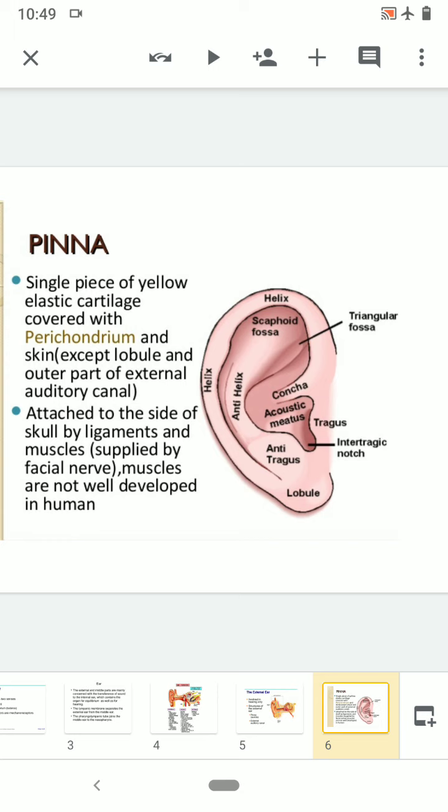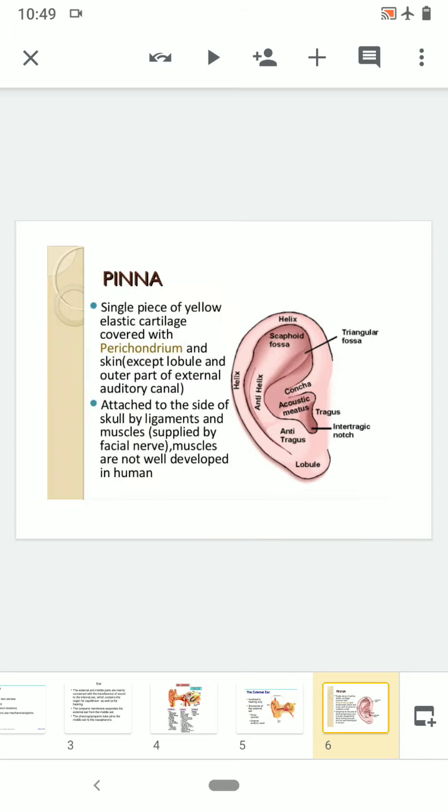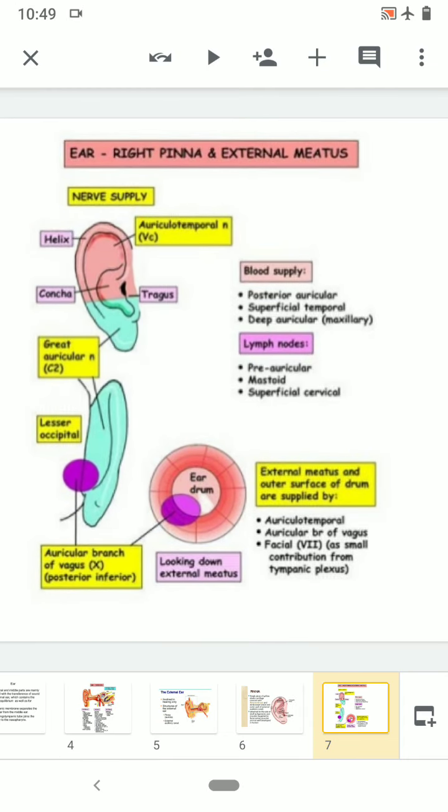And how is this pinna attached to the head? It is attached by ligaments and muscles. The pinna is not movable in humans, so the muscles are not well developed. Okay, so now coming to the nerve supply and blood supply of the pinna. You have the lateral surface of the pinna and the medial surface. The lateral surface is supplied by the auriculotemporal nerve and the great auricular nerve, whereas the medial surface is supplied mainly by the great auricular and also the lesser occipital nerve.